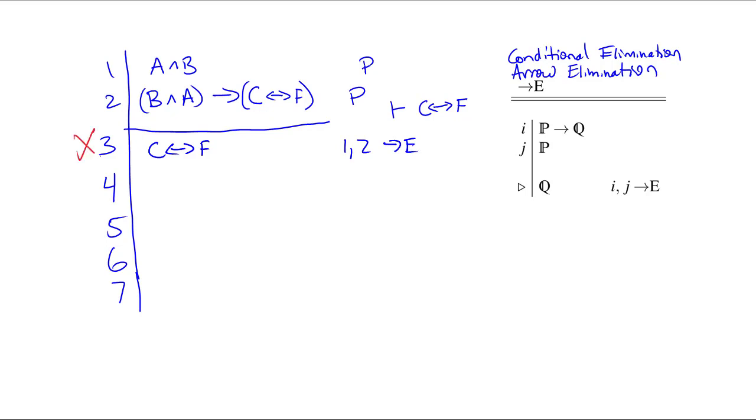But in fact that's a mistake. The problem is, while we know that the antecedent of 2 and line 1 are equivalent, they don't exactly match. We have a very strict notion of matching here. It's a syntactic notion of matching. And in this case, A and B is very different from B and A. These are not the same, so we're not in a position to do a quick arrow elimination. We don't in fact have anything yet to match the antecedent of line 2.